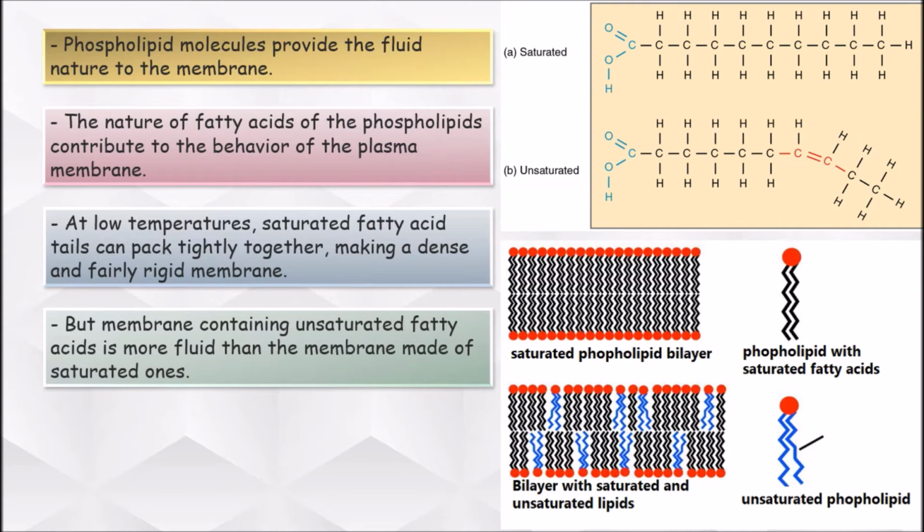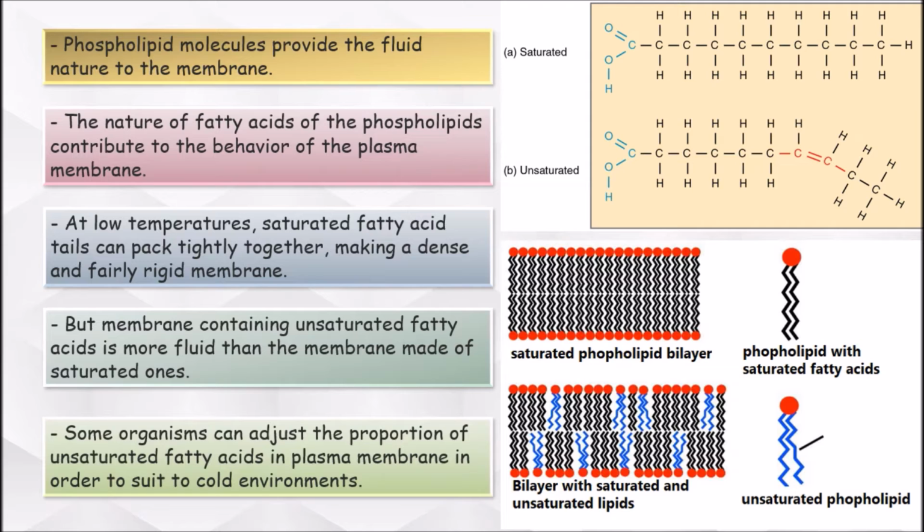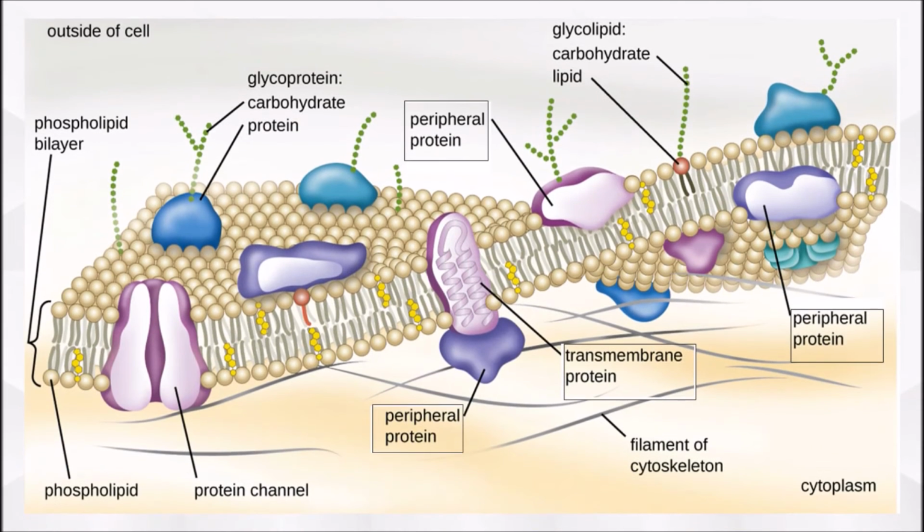At low temperatures, saturated fatty acid tails can pack tightly together, making a dense and fairly rigid membrane. Bends in unsaturated fatty acid tails prevent them from packing as tightly together as saturated ones. Therefore, a membrane containing unsaturated fatty acids is more fluid than a membrane made up of saturated ones. Some organisms can adjust the proportion of unsaturated fatty acids in the plasma membrane in order to suit cold environments.